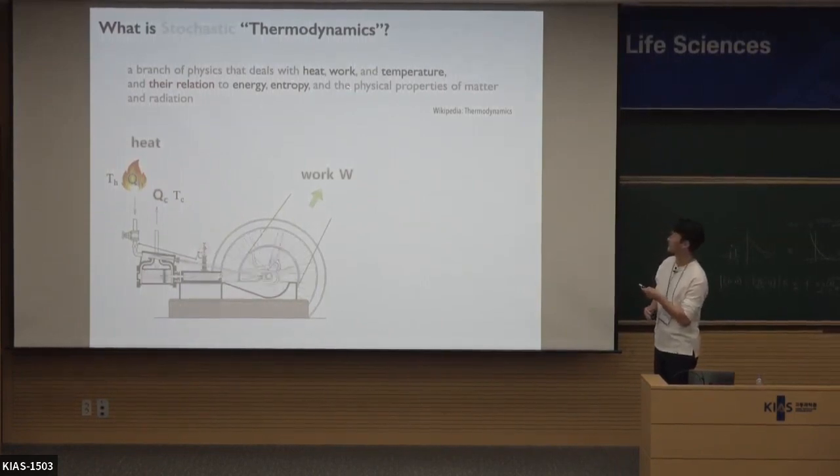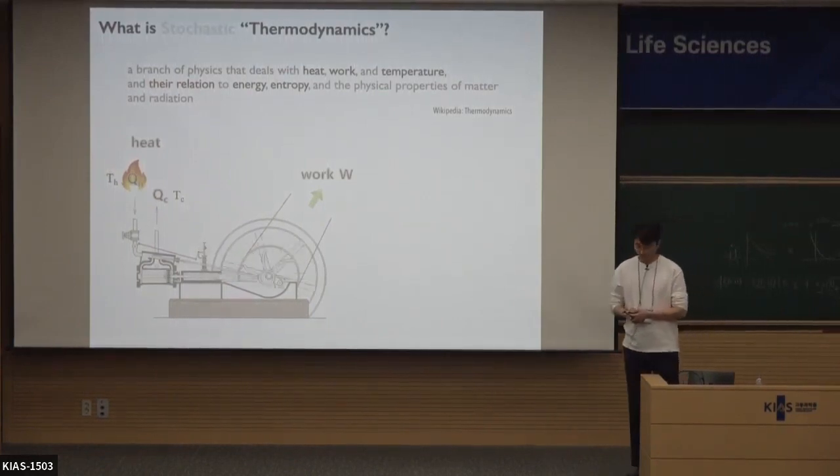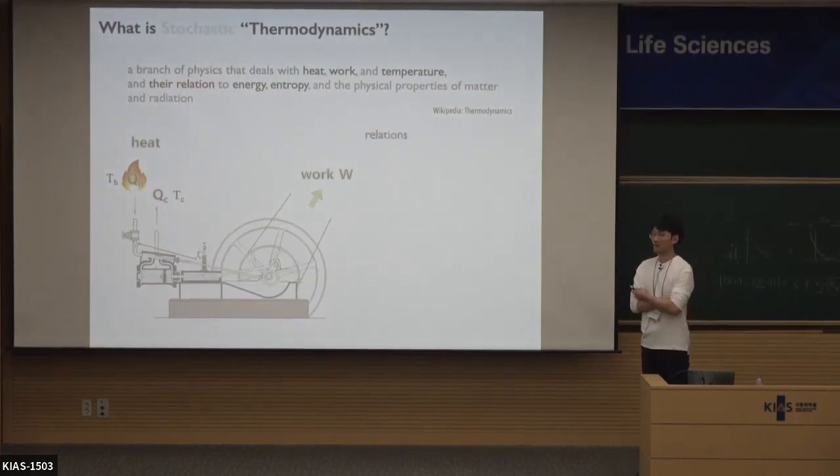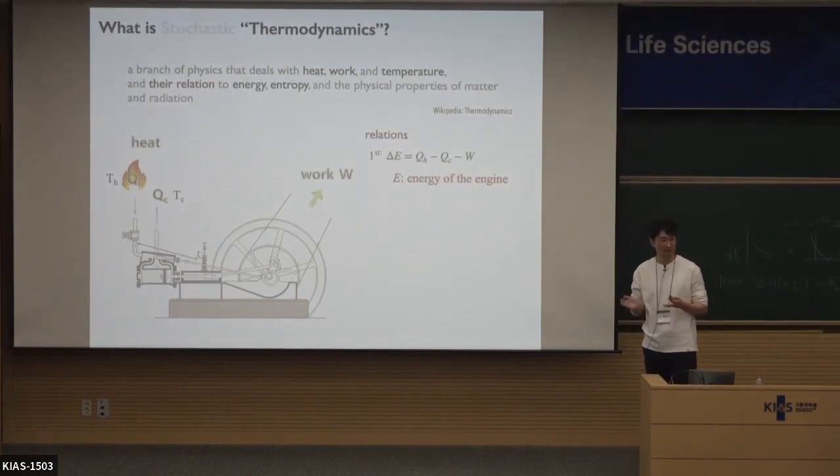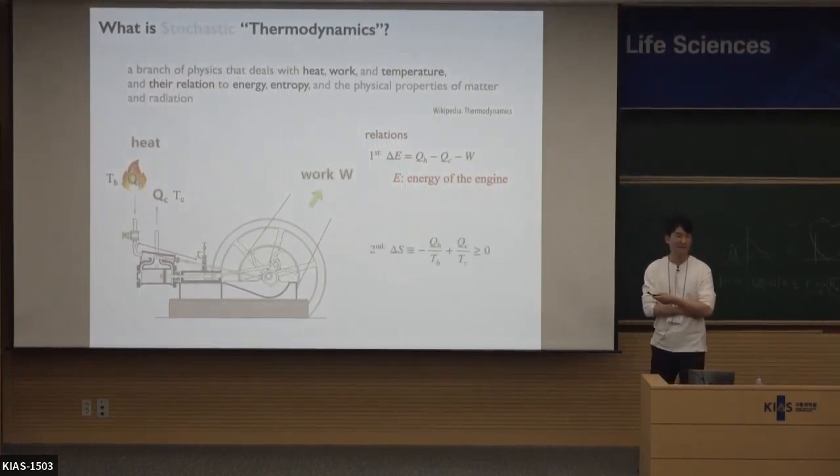Here I emphasize some important words with bold fonts. Then what is the relation? There are several important relations. The first is the thermodynamic first law, which is nothing but energy conservation. Let's say that E is the energy of the engine, then its change is given by absorbed heat and dissipated heat minus extracted work. That's simple, energy conservation. And the second relation is the so-called thermodynamic second law, which states that the entropy production should be non-negative. In this example, entropy production is given by the Clausius entropy form, which is heat divided by temperature.